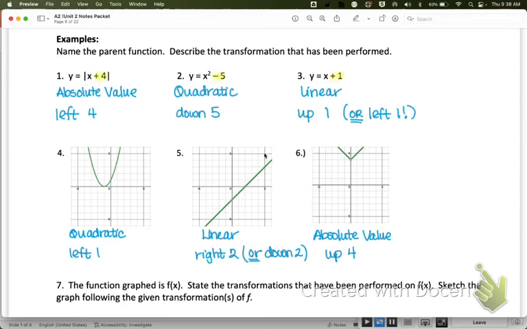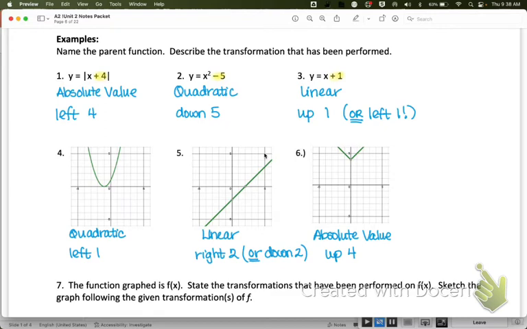Okay, so in the equations, we need to look at what changed. The parent function is just absolute value of x, but we added the plus 4 inside the bars. So that tells us it's horizontal because it's inside, and horizontal is always weird, so it goes to the left 4 when it's a plus. Number 2, that minus 5 is happening after the squared, so that's an outside, which makes it vertical, so we're going down 5.